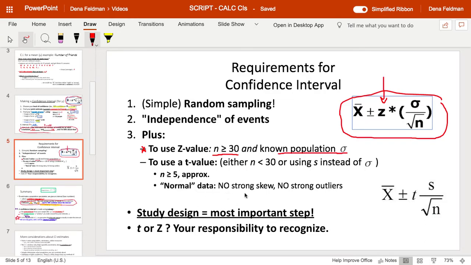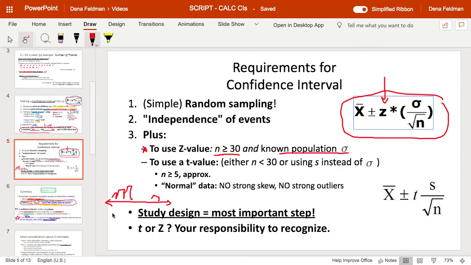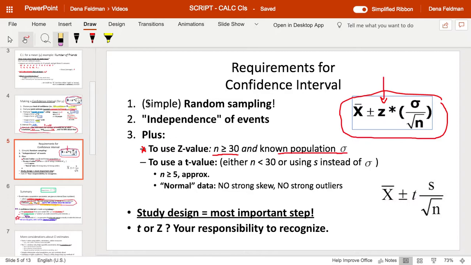doesn't show any very strong skew or strong outliers, which we could tell from our sample data by making a graph, a histogram. If you see a histogram with a large skew of some kind or a strong outlier, then we'd have a problem. But as long as we have these bare minimum requirements fulfilled, in addition to requirements 1 and 2, then we're able to make a confidence interval estimate. If not, we're stuck. We cannot make a confidence interval estimate.